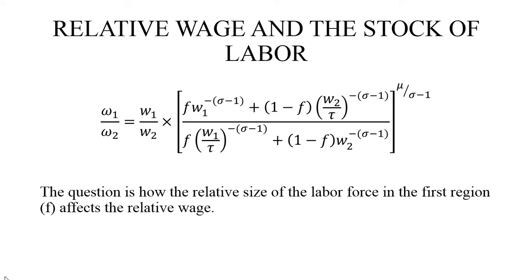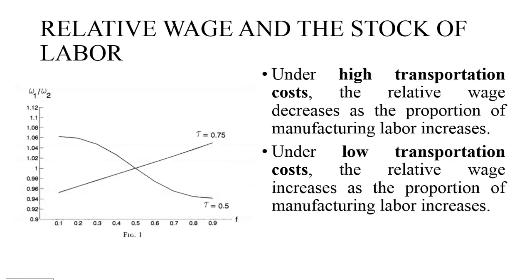By the way, no one submitted this yet, so the assignment is still valid. If you'd like to get some additional points, you can prove, or you can just explore the relationship between wages and the share of manufacturing labor force located in the first region, depending on the value of transportation costs. And here you can see the solution presented by Krugman.